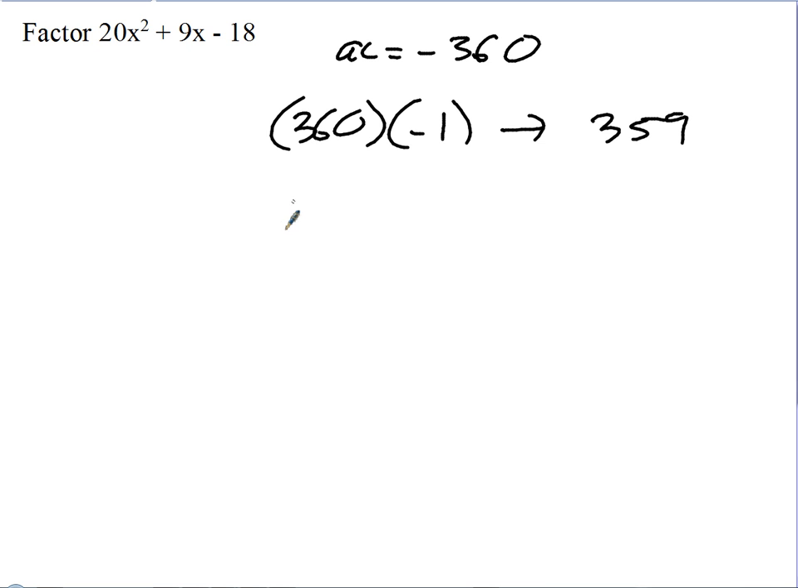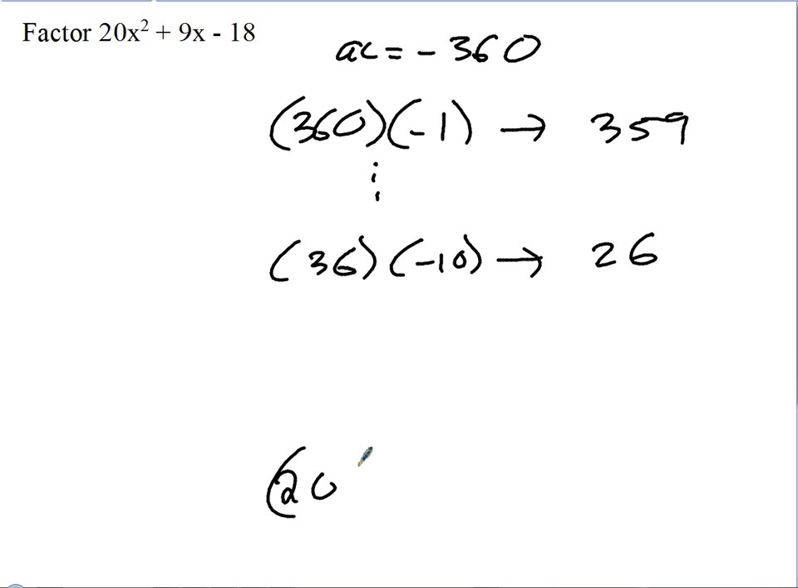What if I did positive 36 and negative 10? What would those add to? Okay, 26. So we're getting closer. That's closer to 9, but we're still not there. Now, if I went all the way down to positive 20 and negative 18, those add up to positive 2. That's too small. So I've got to be somewhere in between. I can kind of narrow it down, though, can't I? No. Right? See how that works?